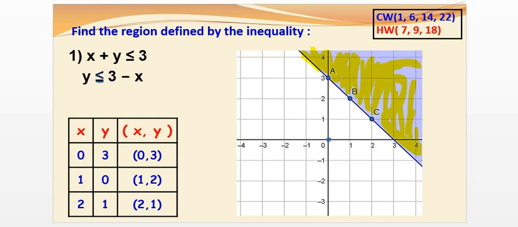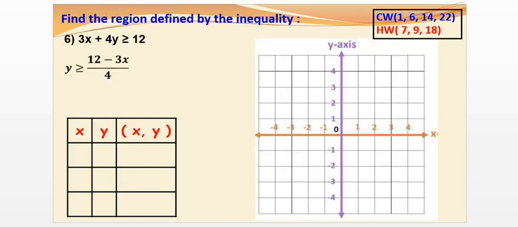Right? Let's solve one more question from the exercise. Here is the question. By the way, a little bit complicated. I need to move this 3x to the other side to make the y on its own, so it will change into negative 3x, right? So it will become 4y is greater than or equal to 12 minus 3x.